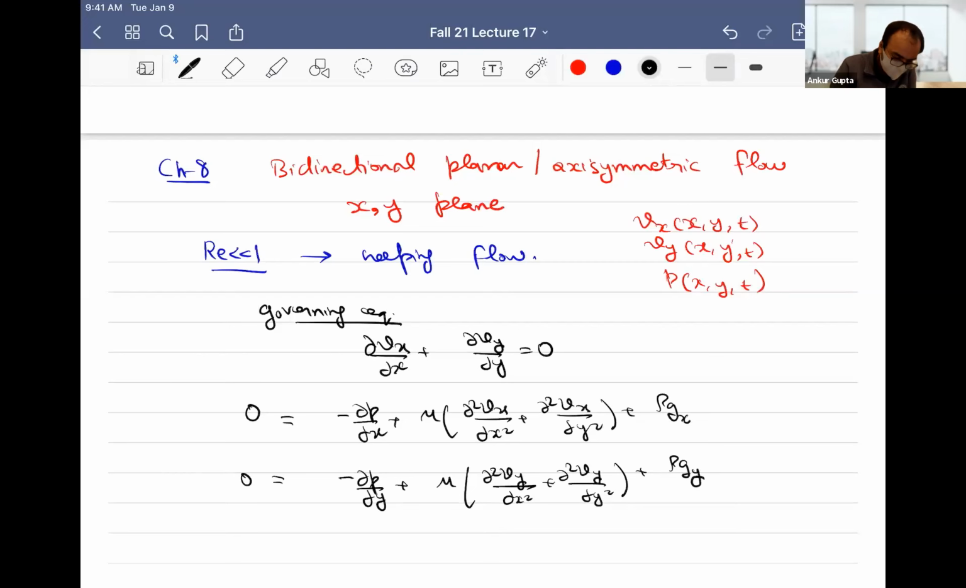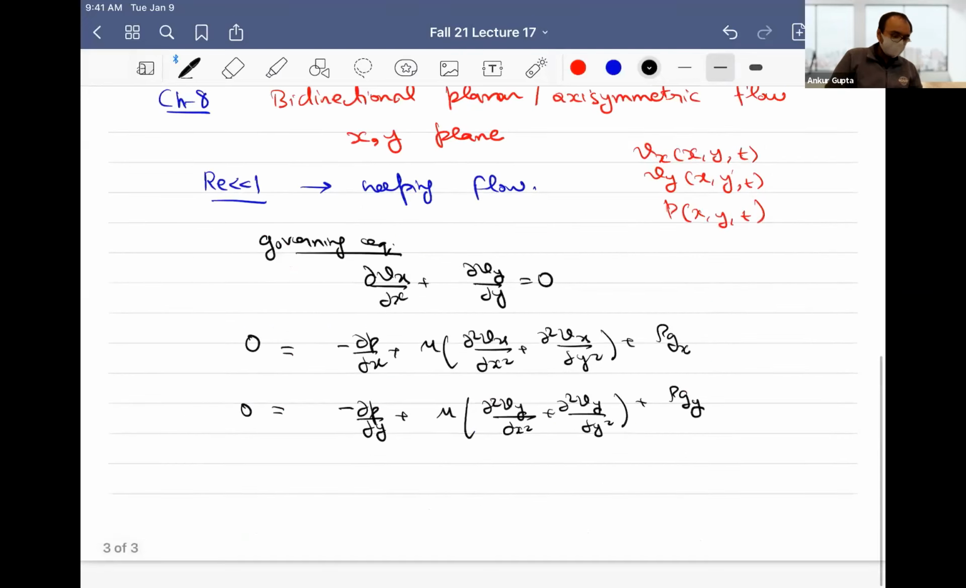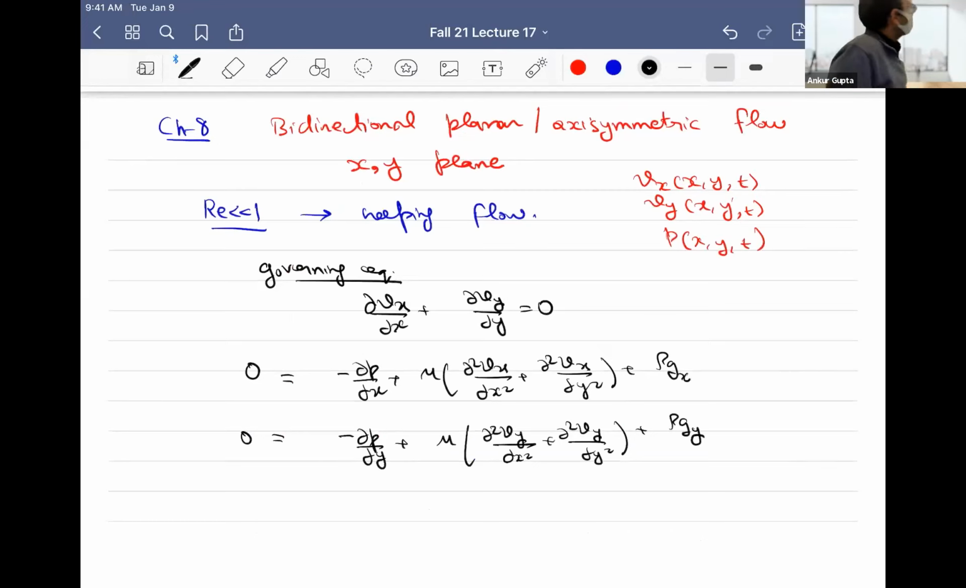plus mu del square Vy by del x square plus del square Vy by del y square plus rho gy. So any questions on these governing equations? Any confusion in symbols or anything? Okay, so continuity equations, the Navier-Stokes equation in 2 dimensions.